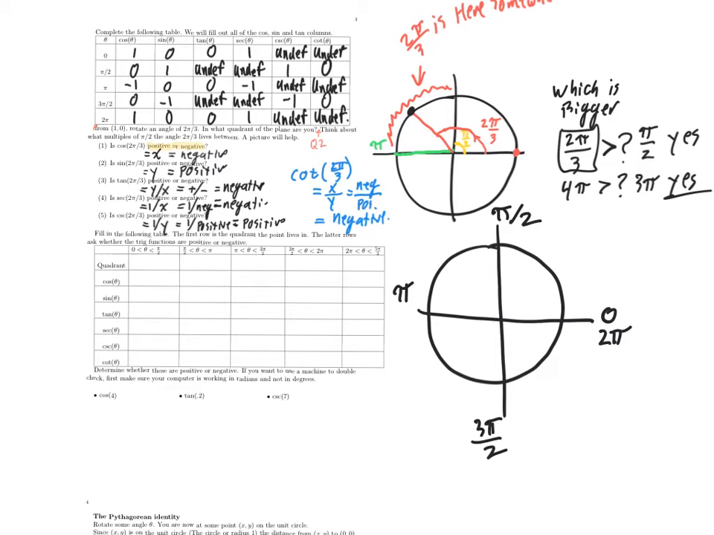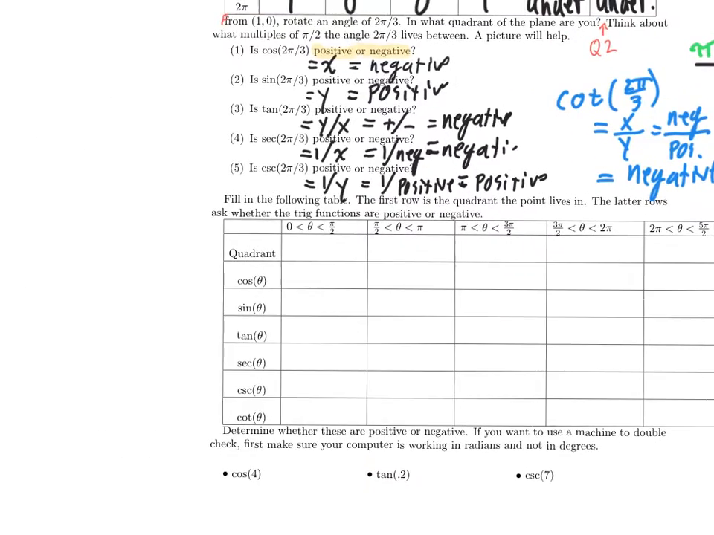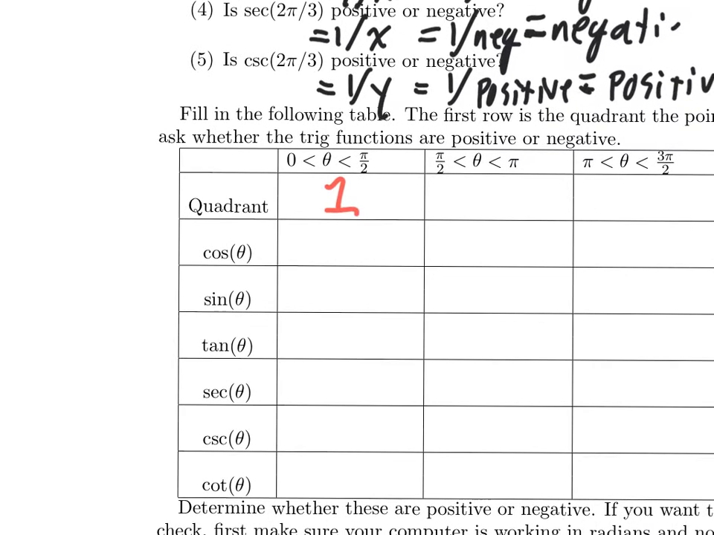So it looks like all of the angles between 0 and pi over 2 will result in points in quadrant 1. So if the angle in question is somewhere between 0 and pi over 2, rotation by that angle puts you in quadrant 1. In quadrant 1, cosine is positive, sine is positive. Tangent is sine over cosine, positive over positive, is positive. Secant is 1 over cosine, positive. Everything's positive.